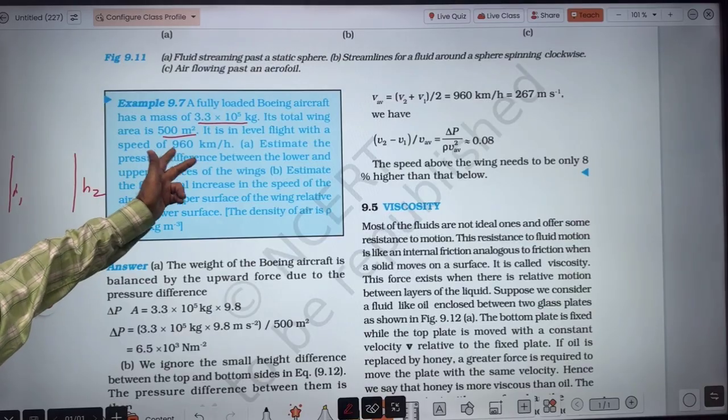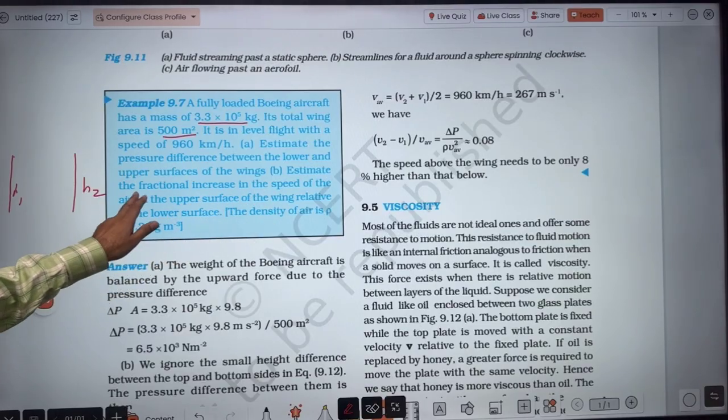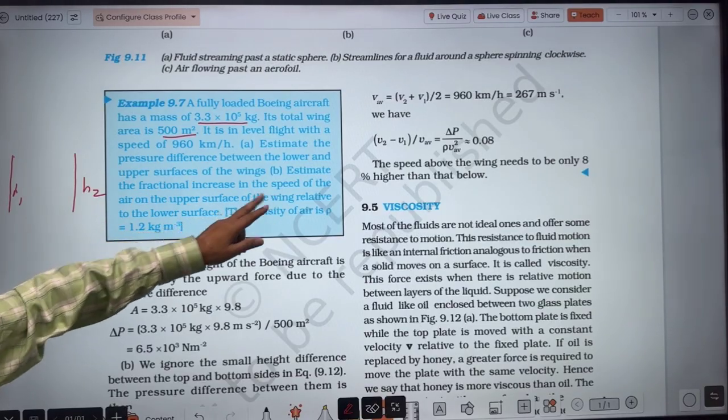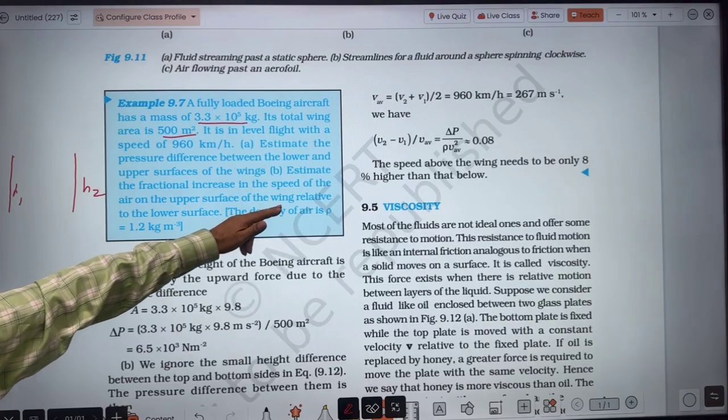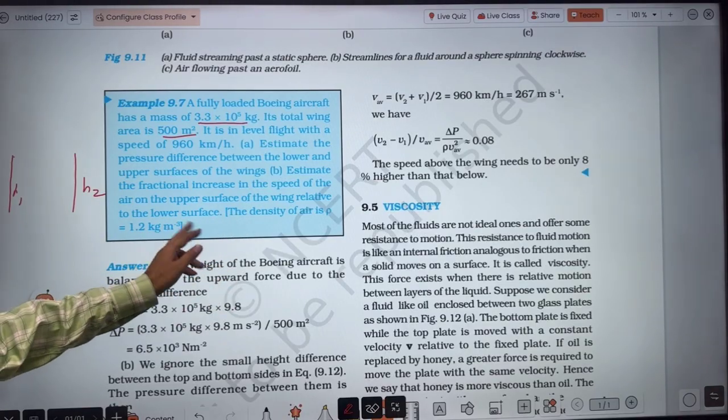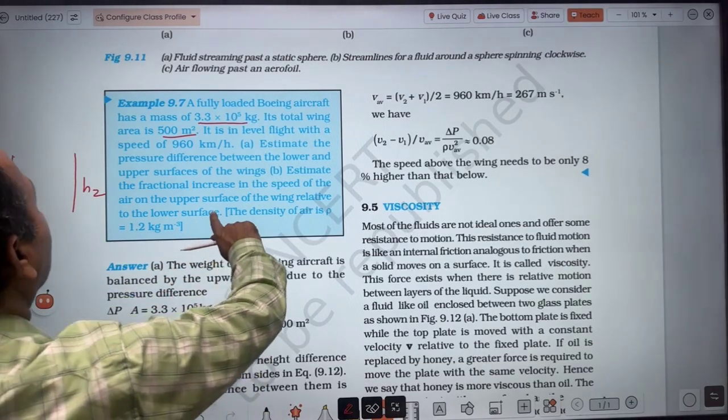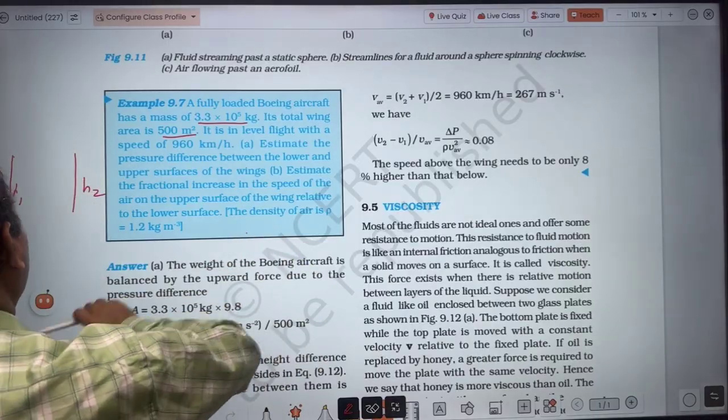Now estimate the pressure difference between the lower and upper faces of the wings. So force and area that we will write. Estimate the fractional increase in the speed of the air on the upper surface of the wing relative to the lower surface. Density of air is given. So the question is simple. Let's analyze it.